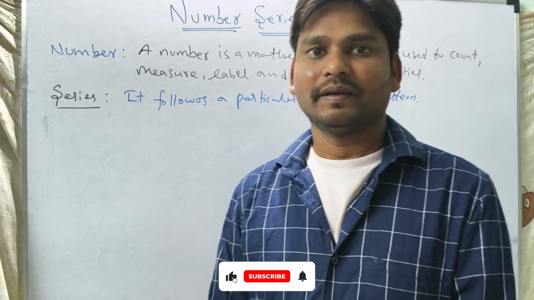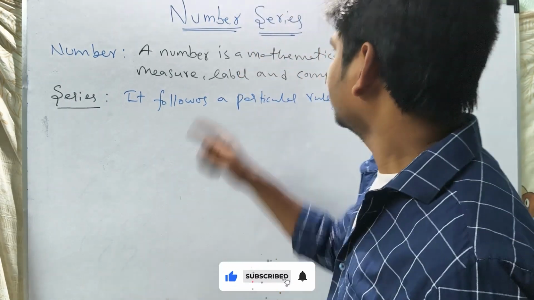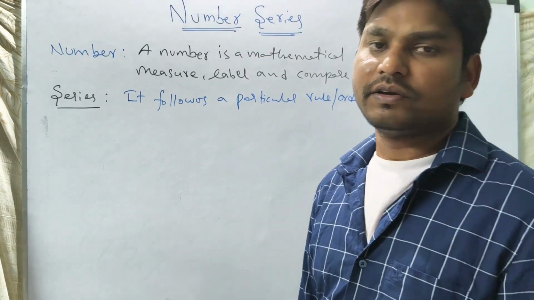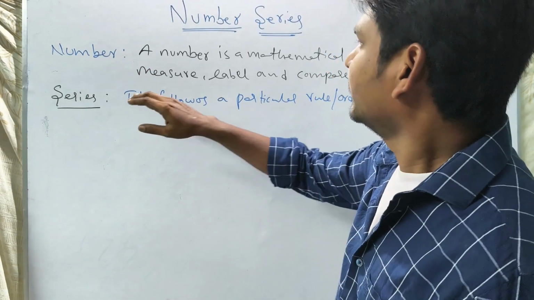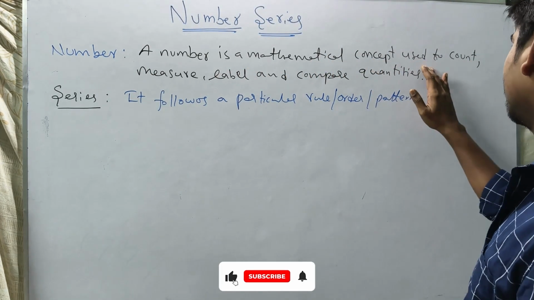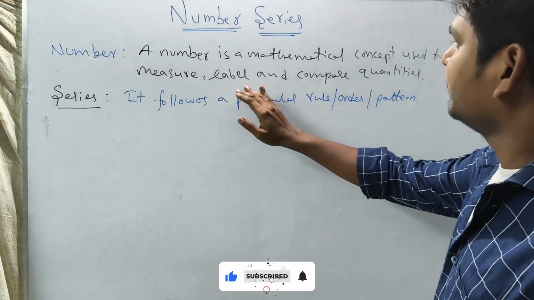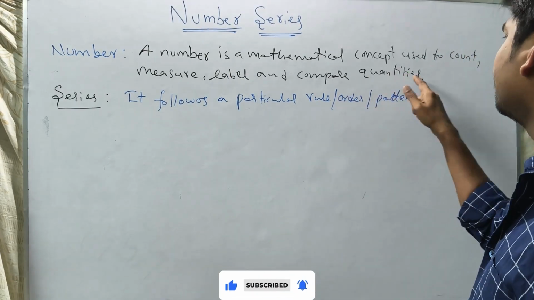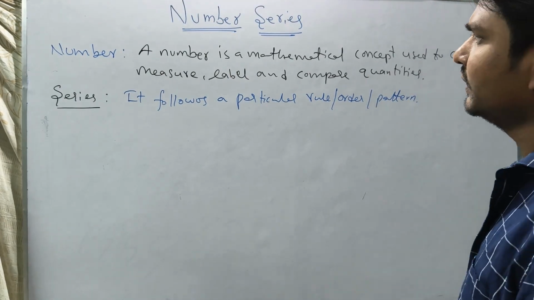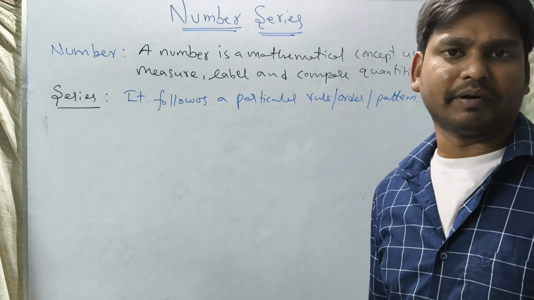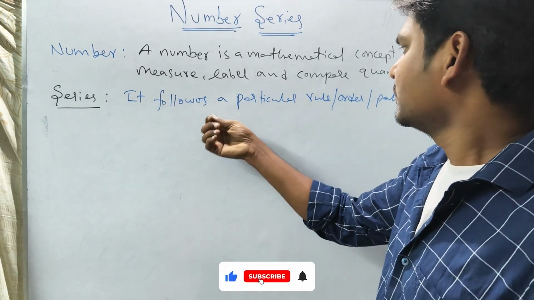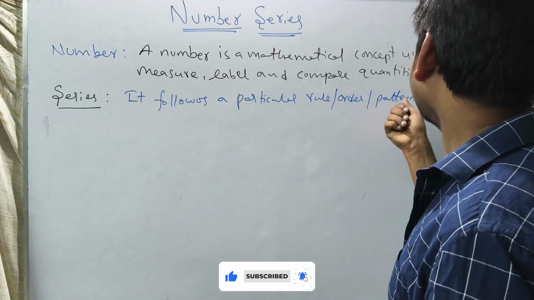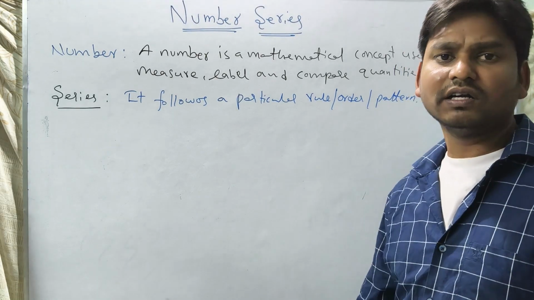Dear students, in today's class we'll discuss number series. First of all, what is the definition of a number? A number is a mathematical concept used to count, measure, label and compare quantities. That is the definition of a number, as we already know. Now, what does series mean? It follows a particular rule, order or pattern.